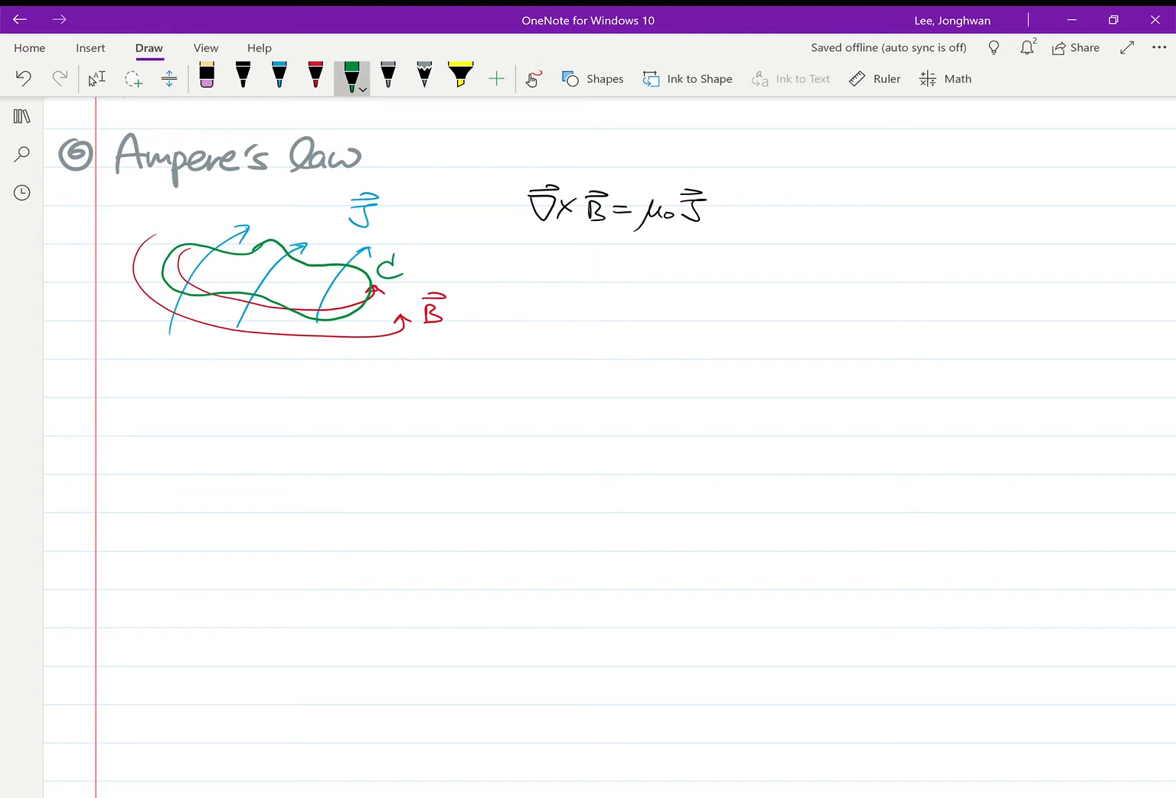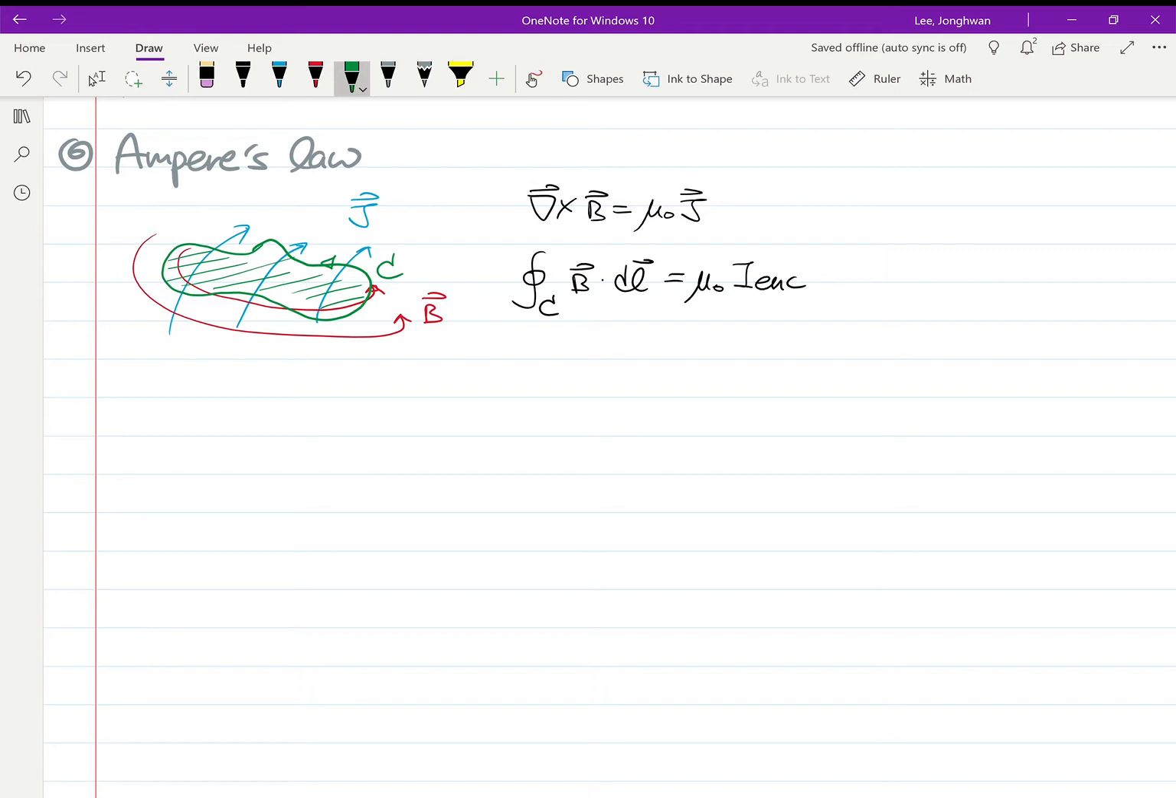closed loop C, we call this an Amperian loop, in some direction, then you can do the line integral of the B field along this closed loop C, and it always equals I enclosed. Okay? So I enclosed means the total current flowing through the area enclosed by your loop C.